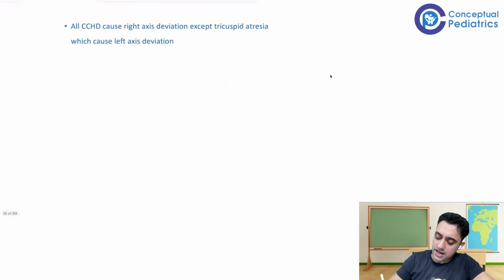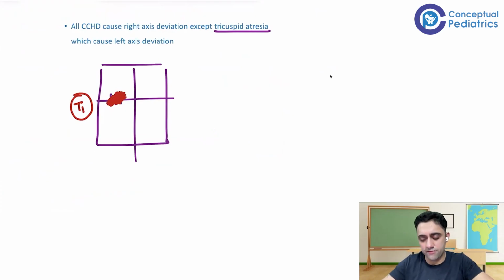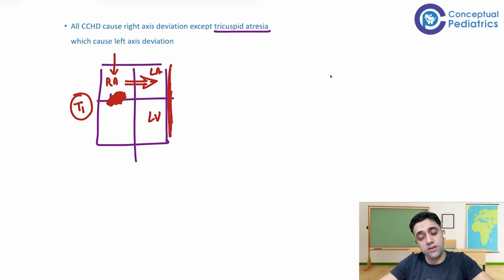In a case of tricuspid atresia or tricuspid stenosis, there is a left axis deviation because this is the tricuspid valve, right? This tricuspid valve is known as T1. If there is a full obstruction over the tricuspid valve, then naturally the blood that comes into the right atrium will go, with the help of the foramen ovale, to the left atrium and left ventricle. That basically causes left-sided hypertrophy. So all cyanotic congenital hearts usually cause right-sided hypertrophy, except tricuspid stenosis, which causes left-sided hypertrophy.